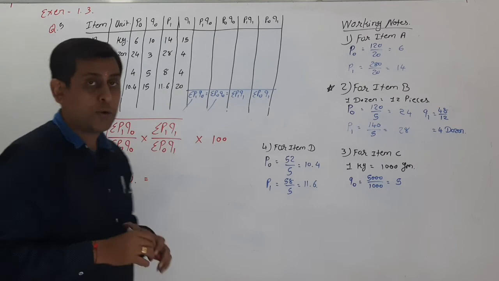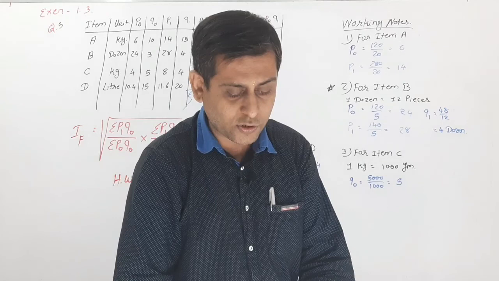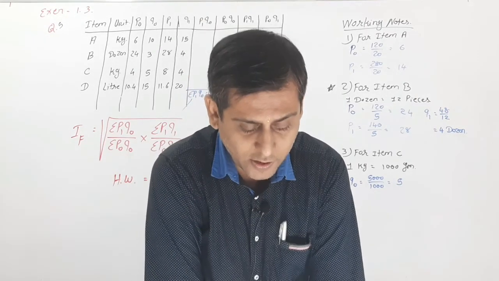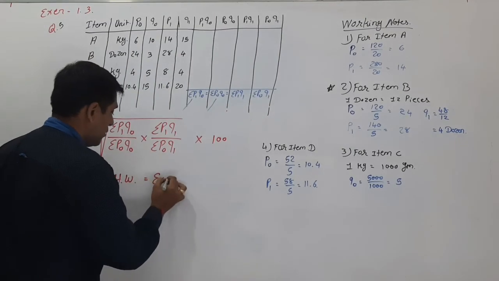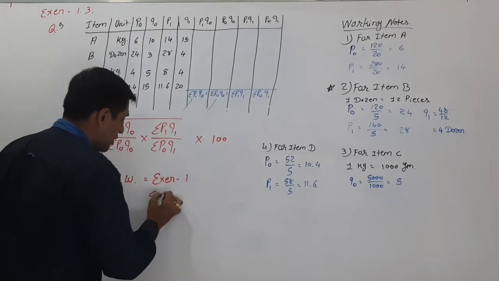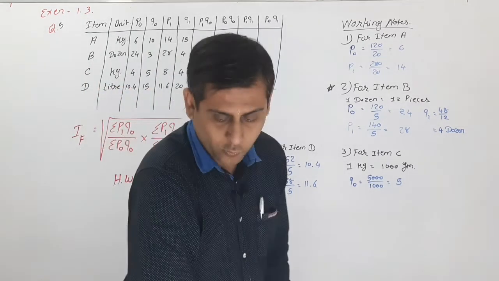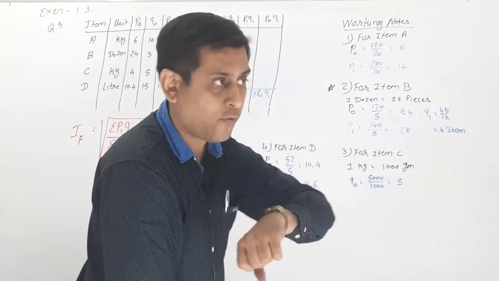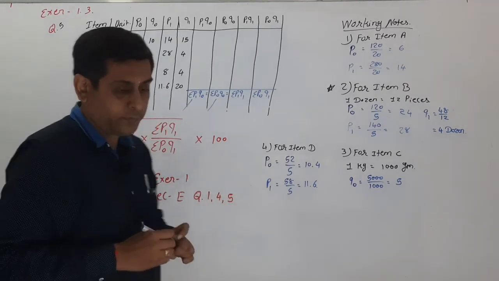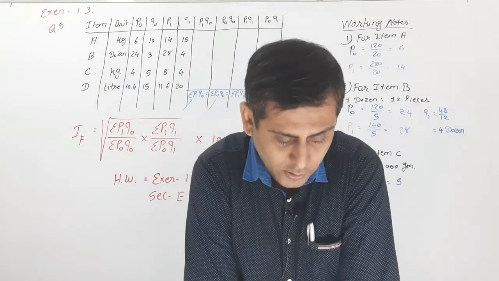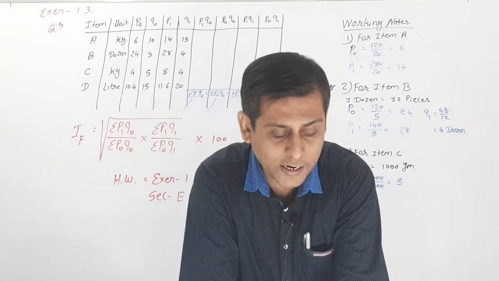See, we are not doing any extra sum after illustration 17. So right now I am giving the homework of exercise 1, section E, question numbers 1, 4 and 5. See the question first on page number 52. Find the general index number. You have to find out the general index number.